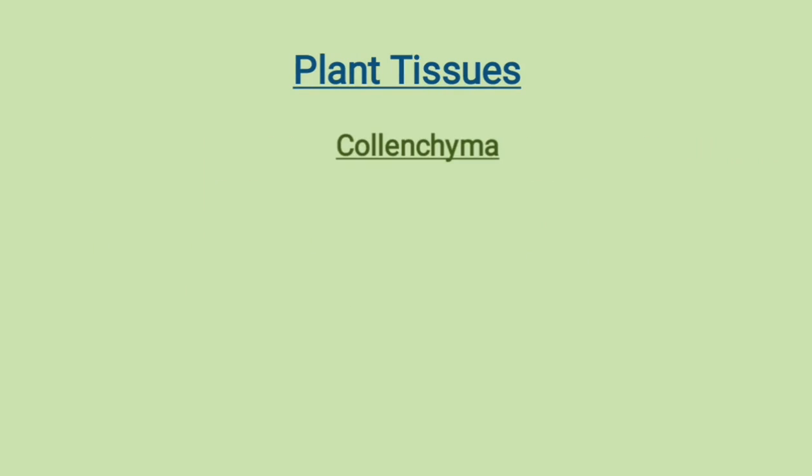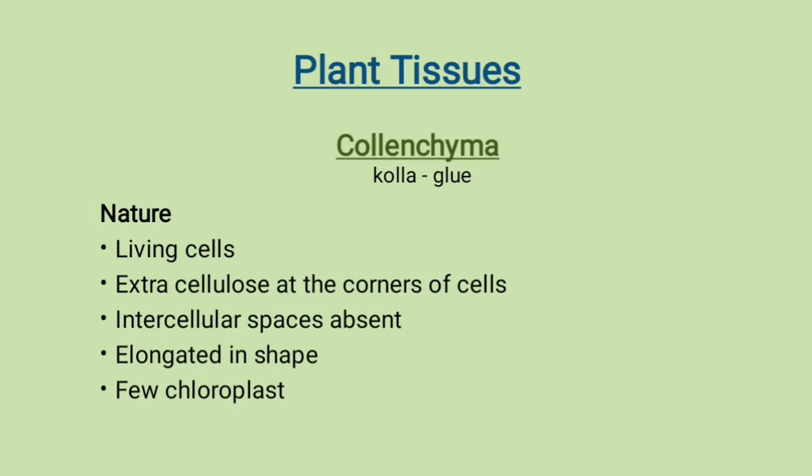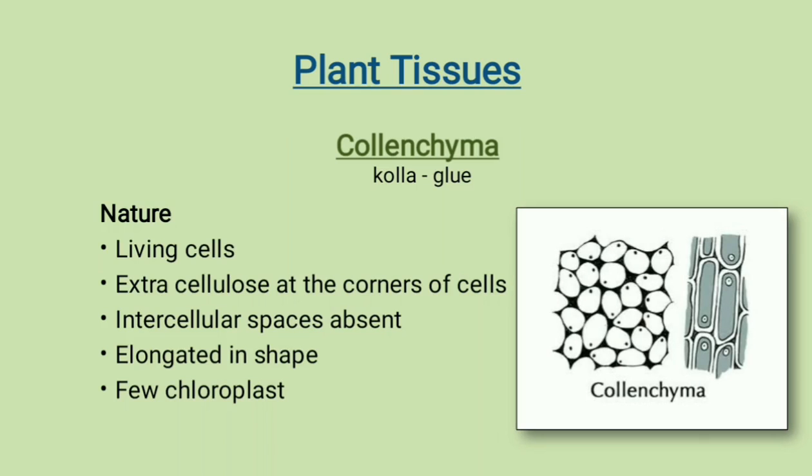Now the second type of simple permanent tissue is collenchyma. The term collenchyma has originated from a Greek term which is colla. Colla means glue. Collenchymatous tissues also consist of living cells. It is quite similar to parenchyma, but is characterized by the deposition of extra cellulose at the corners of the cells. In collenchyma, the cells are arranged in a way so that the intercellular spaces are absent in them.